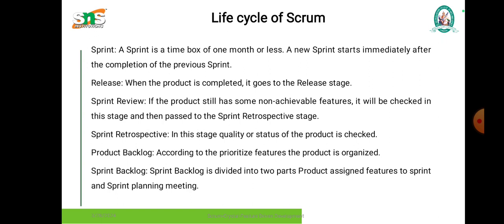The next one is product backlog. According to the prioritized features, the product is organized. And the next one is sprint backlog. The sprint backlog is divided into 2 parts: the product features assigned to the sprint, and the sprint planning meeting.